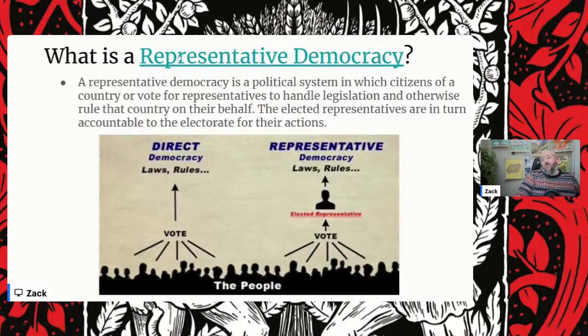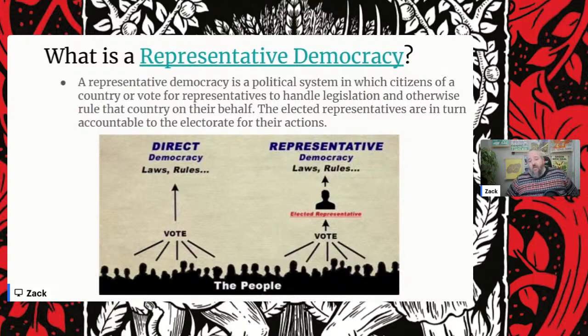What is a representative democracy? This links to a video that just kind of lays out what representative democracy is. A representative democracy is a political system in which citizens of a country, it should say all vote, instead it says or vote, but it should say all vote for representatives to handle legislation and otherwise rule that country on their behalf. You have a representative, someone who represents your interests, in theory. The elected representatives are, in turn, accountable to the electorate for their actions. If that's the way it's supposed to go in theory.